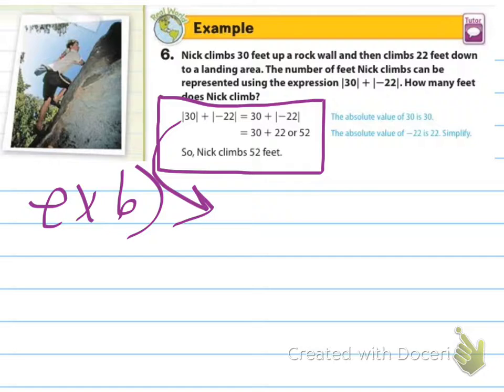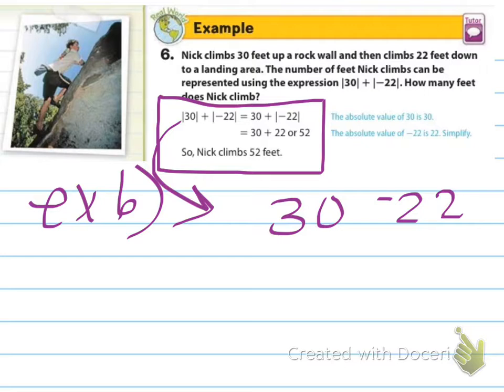So he says that he climbs up a rock wall up 30. So up 30 means +30, right? Then he climbs down 22 feet. Now, altogether, if we're talking about how far he went, we're not going to say, oh, he went 30 minus 22. You get what I'm saying? No, he climbed up 30, then he climbed down 22.